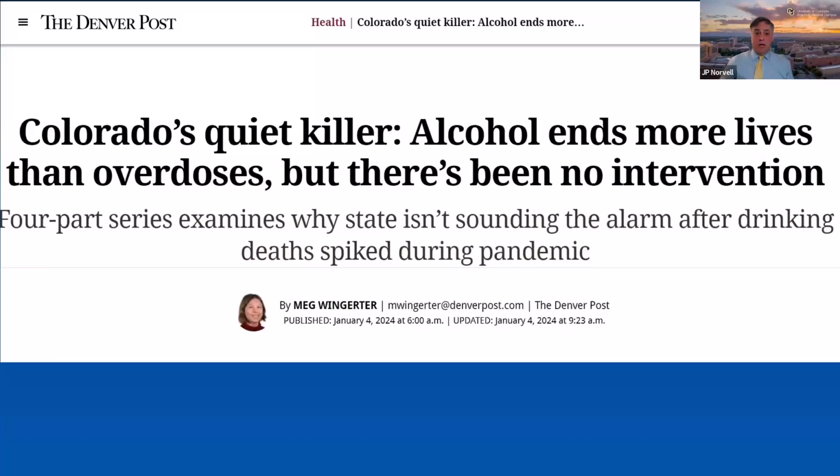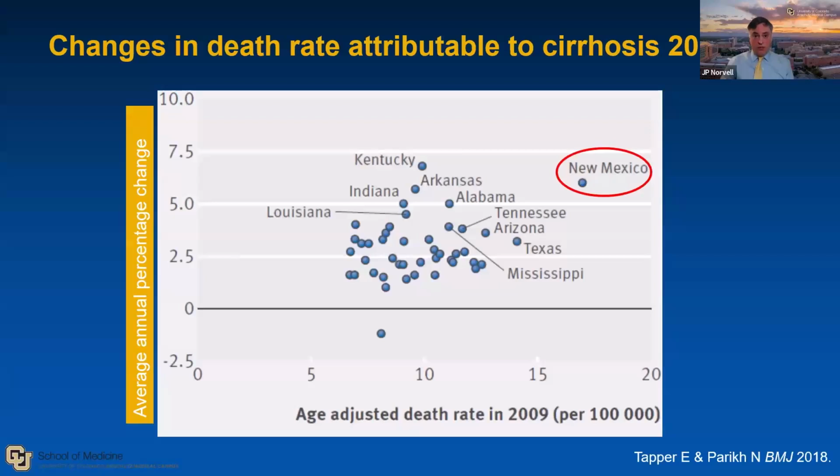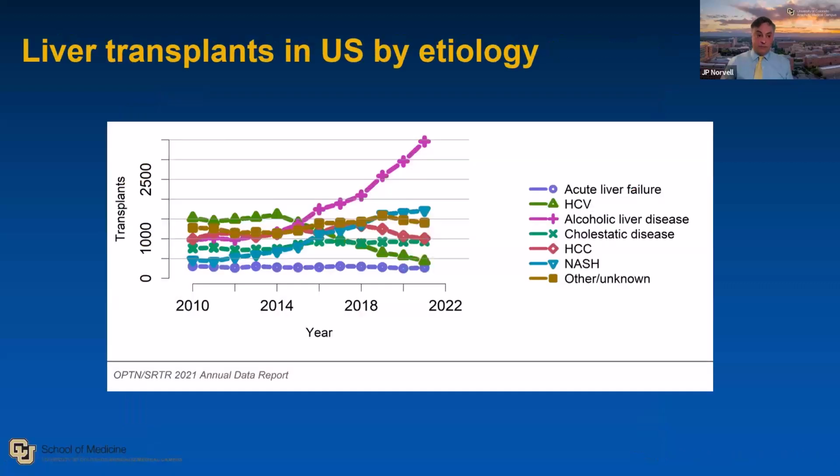And it's not just here in Colorado. Neighboring states, especially New Mexico, have seen an increase. One of my co-fellows published before the pandemic that the biggest increases in mortality attributable to cirrhosis are in New Mexico, and especially in young patients. And we see this every day in clinic.